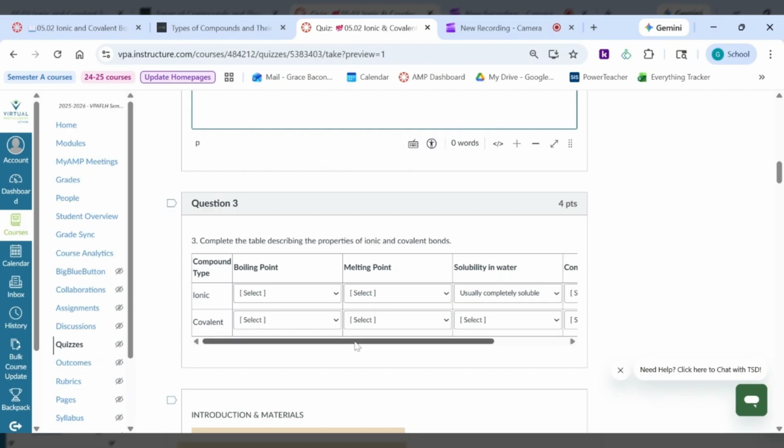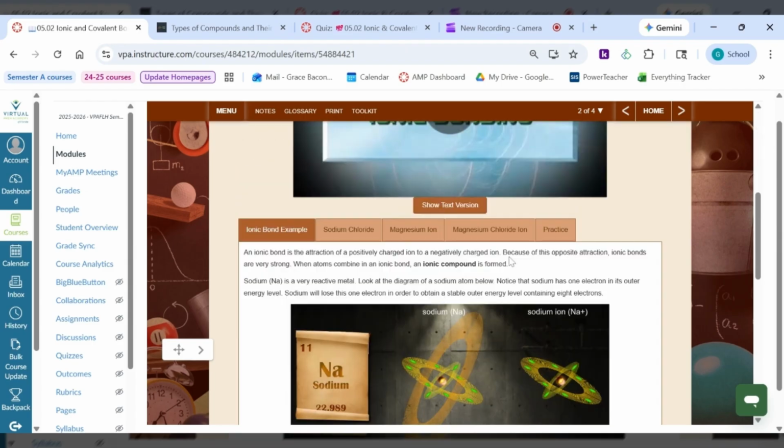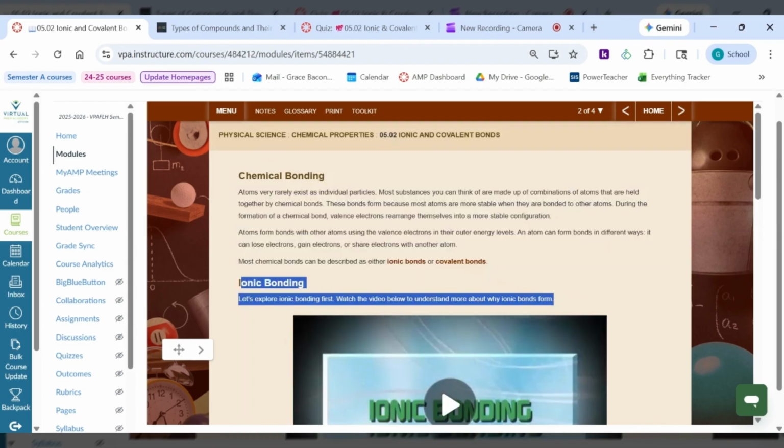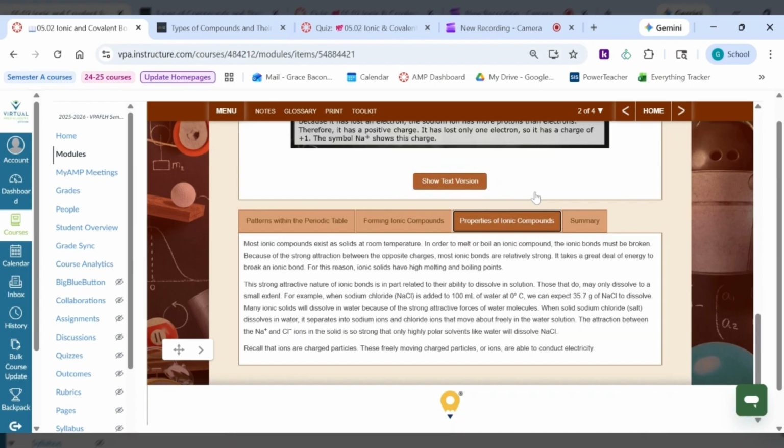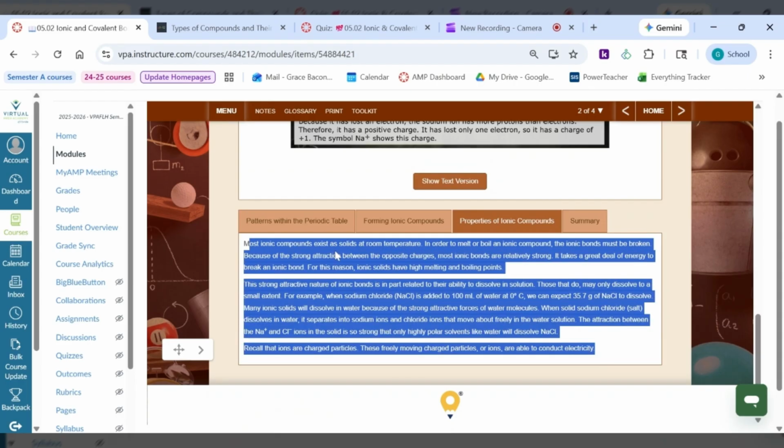And then this is where I really have to start to think about those properties. It's important that I know what these properties are before reading about the experiment itself, because then I can draw conclusions based on what I see in my two substances. So it says, complete the table describing the properties of ionic and covalent bonds. To do this, here's where I'm pulling information. On page 2, I'm reading about ionic bonding. And if I go into this second table where I see the periodic table here, I'm going to click on properties of ionic compounds. And I'm going to read about the various properties of ions.